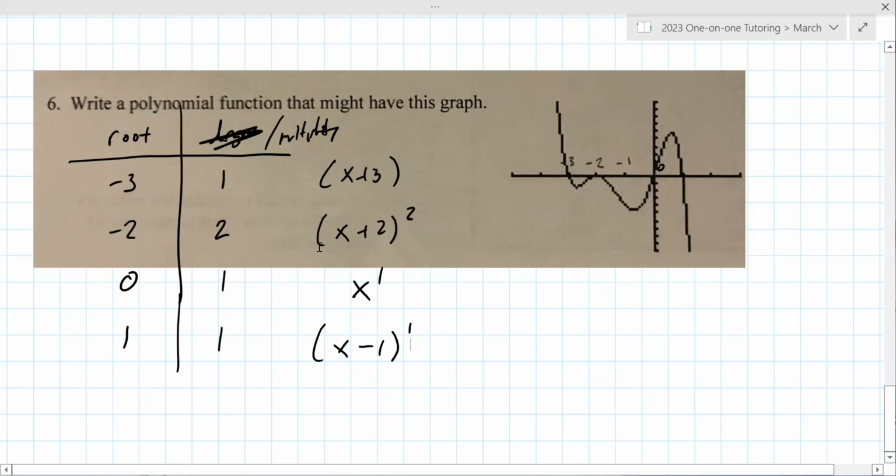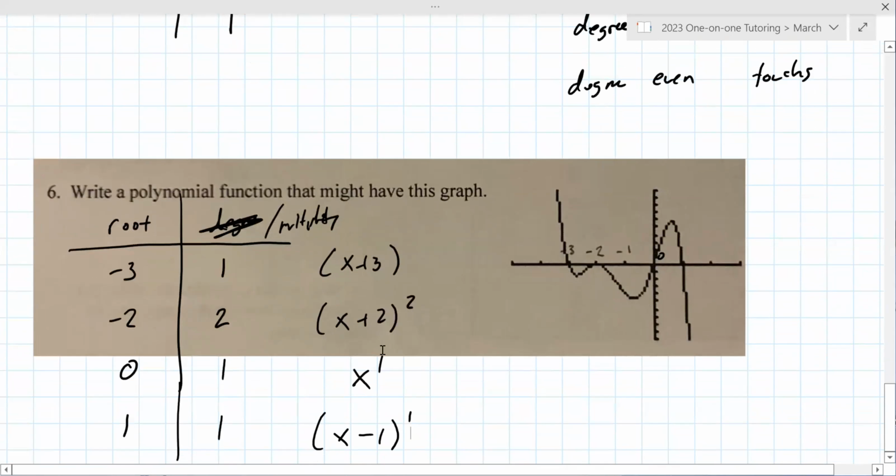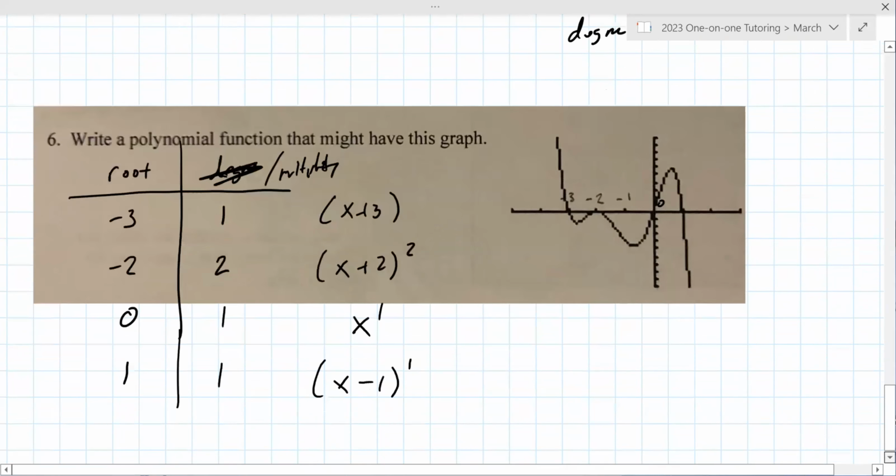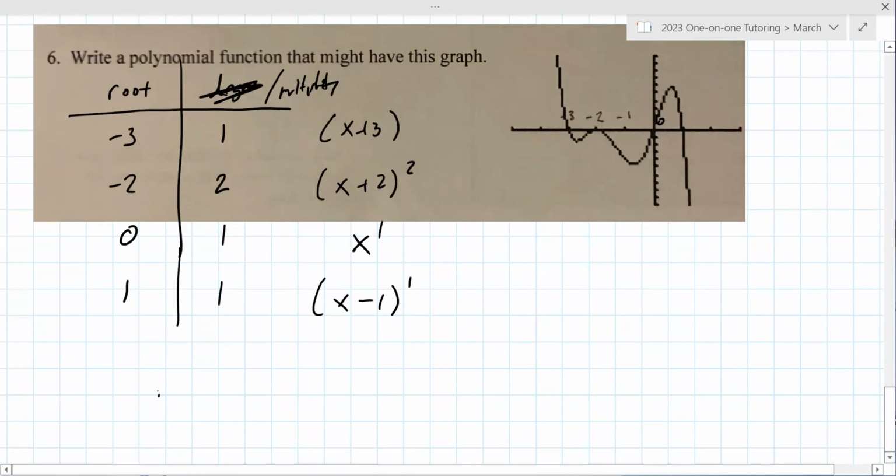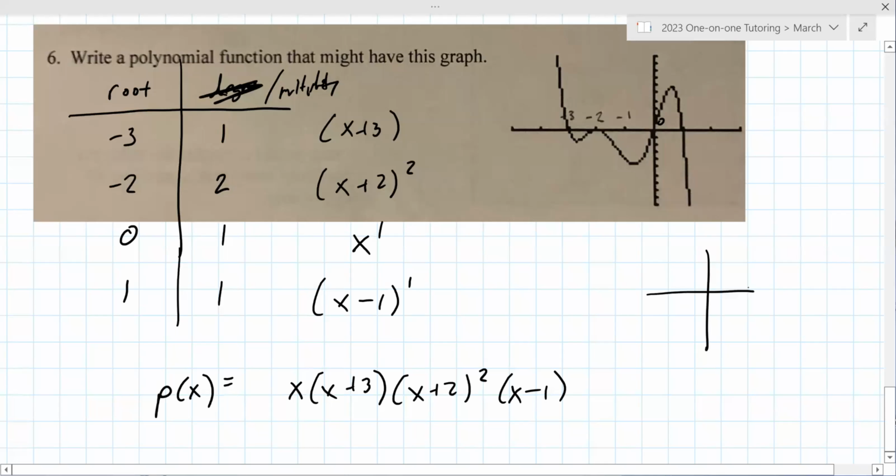I presume because you did this so well in problem 5 that you understand this. But if it's not clear, please ask. So here's where we're at for a polynomial function: x plus 3, x plus 2 squared. Usually the x comes out in front, x minus 1. So you might think you're done here, and you'd be very close. The problem is that this is an odd degree, and normally odd degrees, like a cubic, start low and go high. This one starts high and goes low.